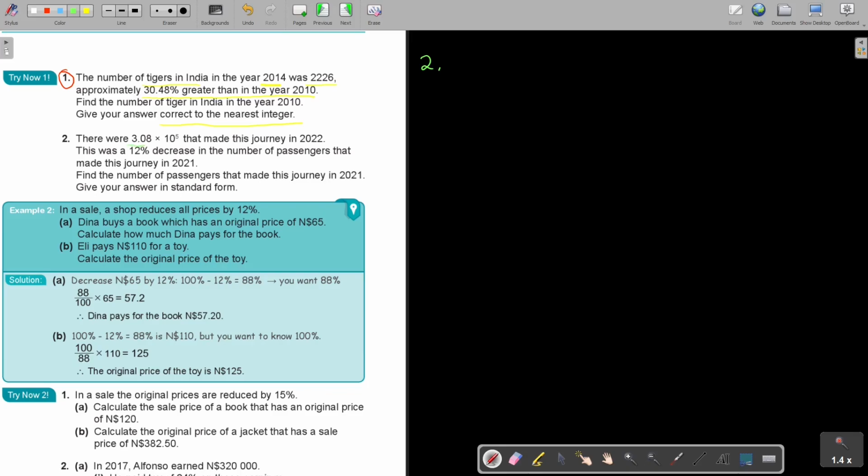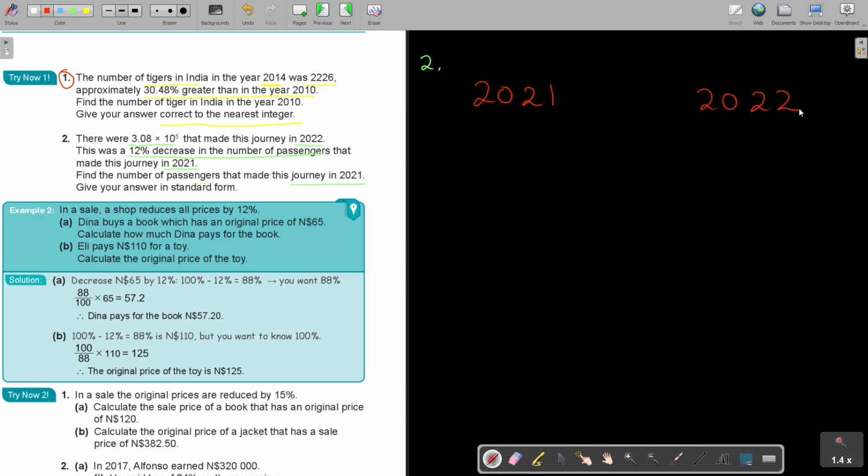There were, okay, this is now in standard form. 3.08 multiplied 10 to the power 5 that made this journey in 2022. Okay. There was a 12% decrease in the number of passengers that made this journey in 2021. So it was passengers. Find the number of passengers that made this journey in 2021. Okay, again, as I said, I like bringing in the years. So it's just helping you. So it's 2021, then 2022.